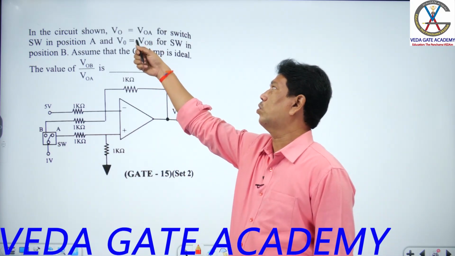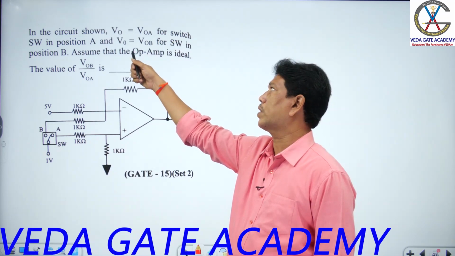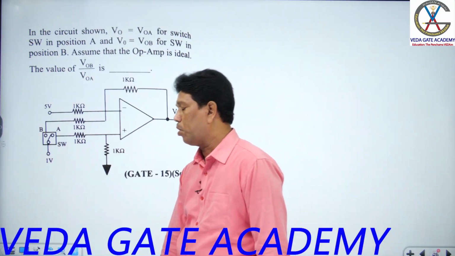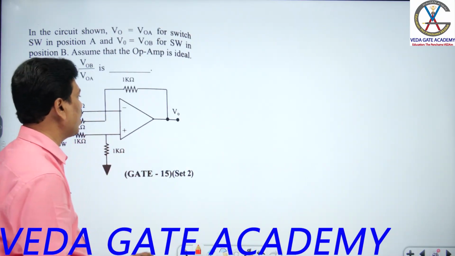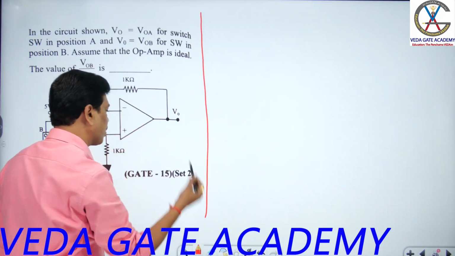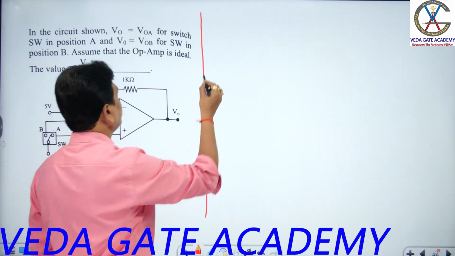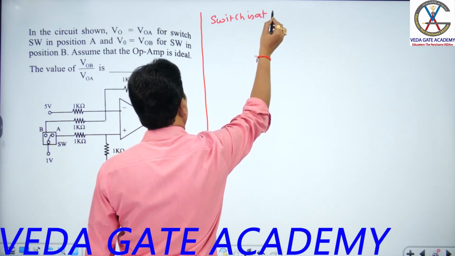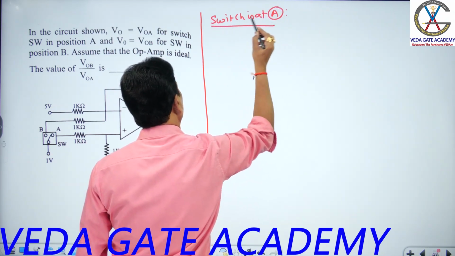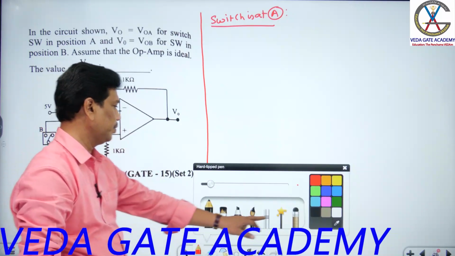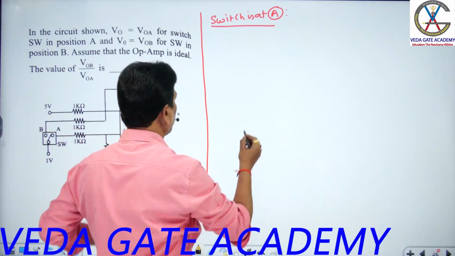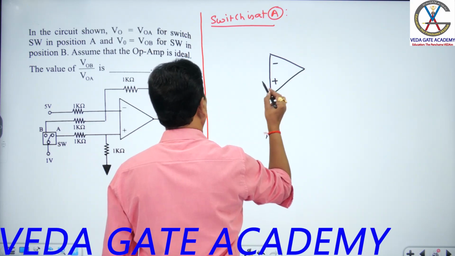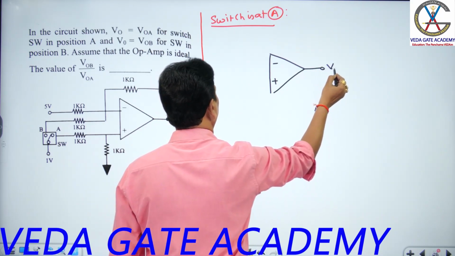What is that condition? V naught equal to V naught A for switch position A, and V naught equal to V naught B for switch position B. So this is the circuit diagram. First I go for switch position A, where V naught equals V naught A. Switch is at A. This is the op amp circuit I get, whose output is V naught.